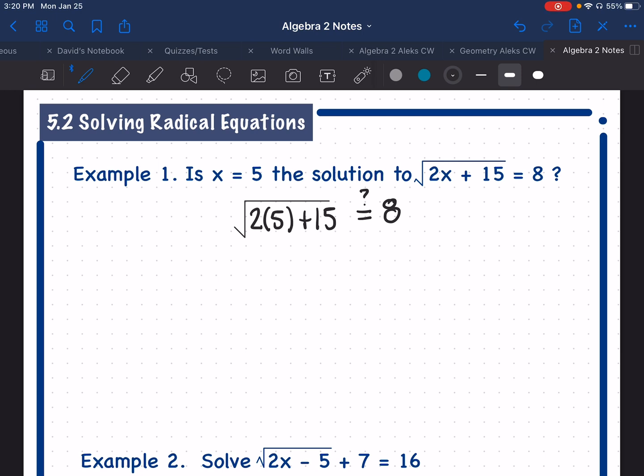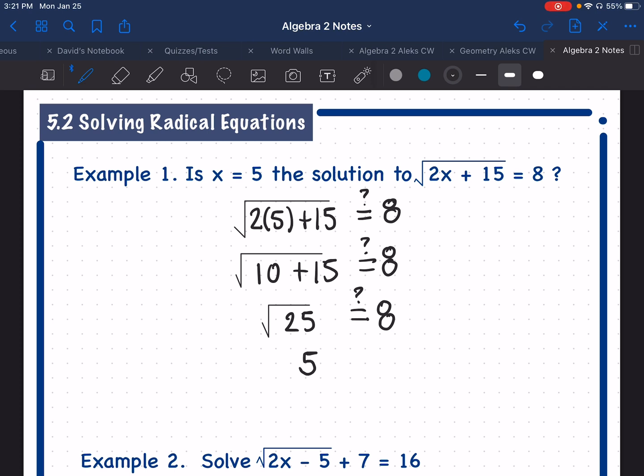Okay, well, 2 times 5 is 10. So under my square root, I have 10 plus 15, and I'm going to keep asking myself, does that equal 8? 10 plus 15 is 25. Does the square root of 25 equal 8? If you're not sure, pop it in your calculator. The square root of 25 is 5. Is that equal to 8? No. So this is not a solution. I should have gotten 8.